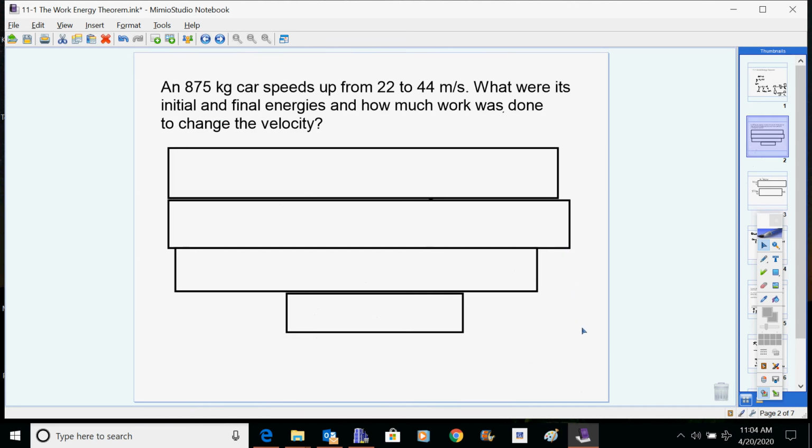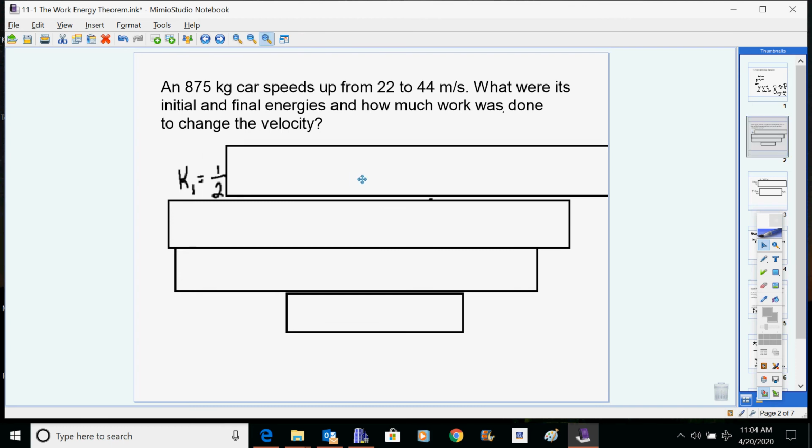So let's take a look at an example. You have a car, 875 kilograms, and it's speeding up from 22 to 44 meters per second. So we need to calculate its initial and final energies. It says energies, but we're going to say specifically kinetic energies because we know that there's some energy stored up in the gasoline in the car and various other things. But in the simplest case, we're going to look at the kinetic energy and how much work was done in order to change that velocity.